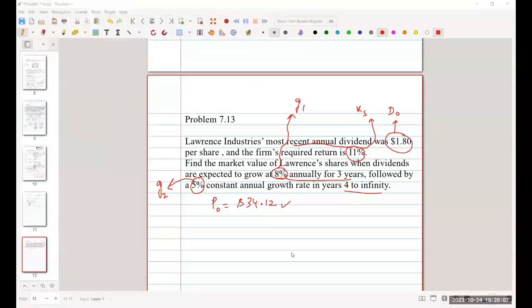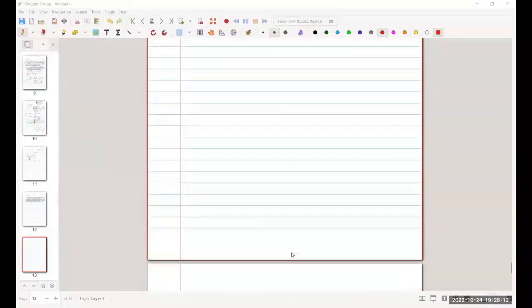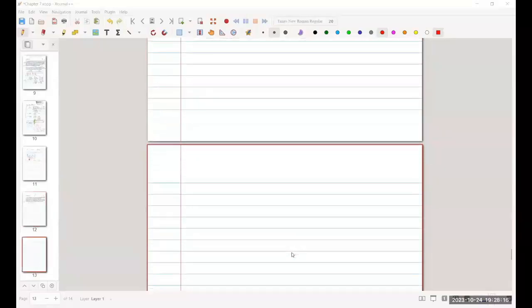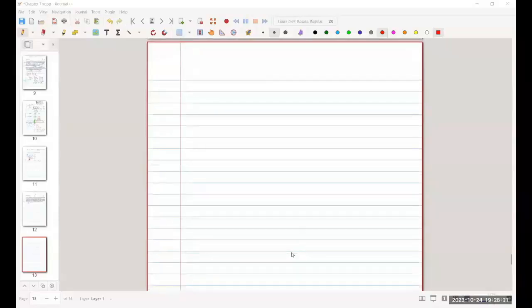Right, so what do we have next? We have problem 15, which is going to be based on the fact that we have a non-dividend paying company. So what we are going to do is we are going to follow the free cash flow approach. So let's change to black here. Free cash flow approach. We are going to follow the same procedure, same assumptions, same everything.